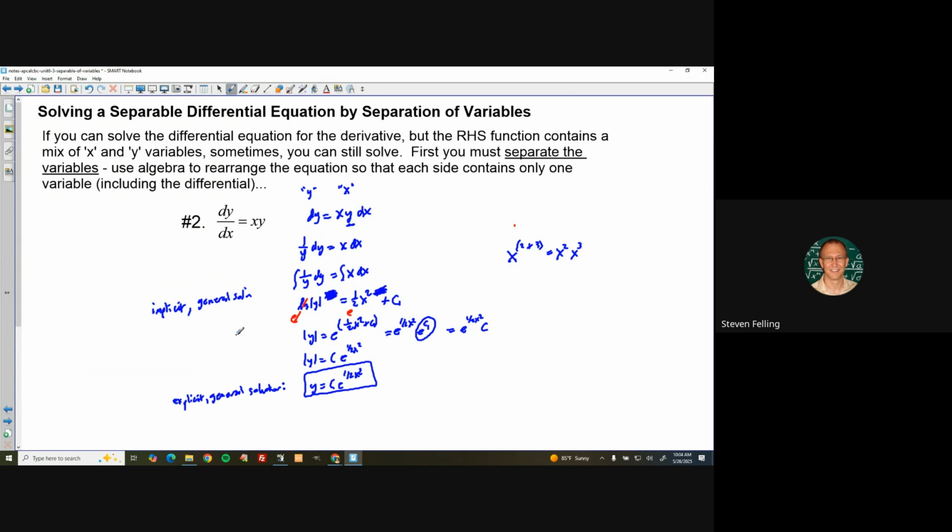All right, so this procedure is called separation of variables. And what you have to do is separate the variables to a y side and an x side. I always start by multiplying the dx over so I can see this is the y side, this is the x side, and then get rid of anything that doesn't fit on the correct side before you take the antiderivative of both sides separately.